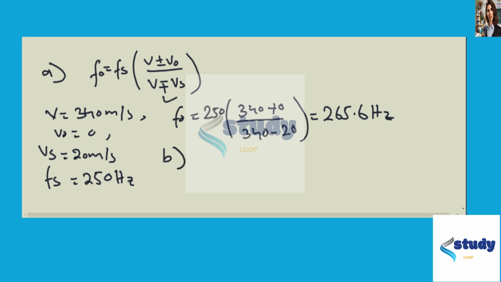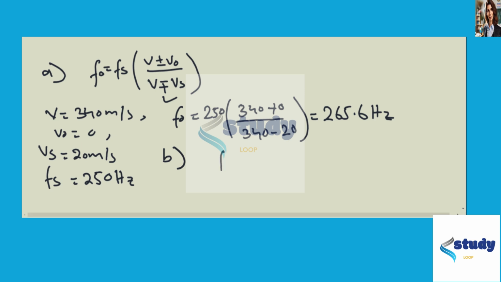For part B of the problem, we are going to do the same thing as we did in part A. The only difference is that we will use the plus sign in the denominator because the source, which is the car, is moving away from the observer.